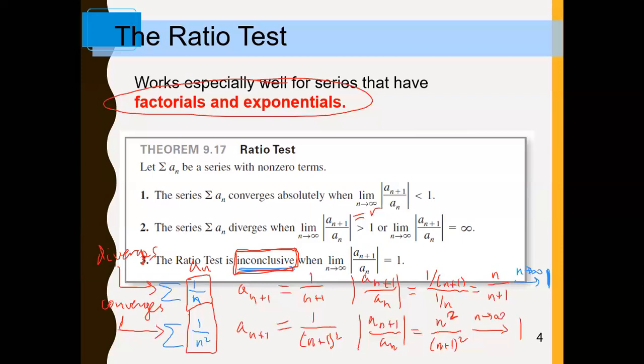So that's why the root test is more powerful than the ratio test. But we haven't even talked about the root test yet. I'm just sort of foreshadowing what's coming here. Okay, good questions. Other questions?